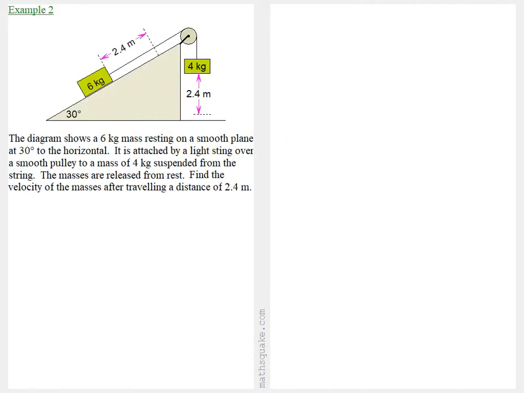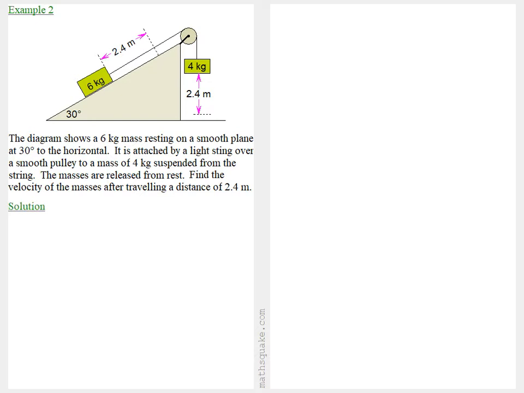Let's have a look at another example. The diagram shows a 6 kilogram mass resting on a smooth plane at 30 degrees to the horizontal. It is attached by a light string over a smooth pulley to a mass of 4 kg suspended from the string. The masses are released from rest. Find the velocity of the masses after travelling a distance of 2.4 meters.